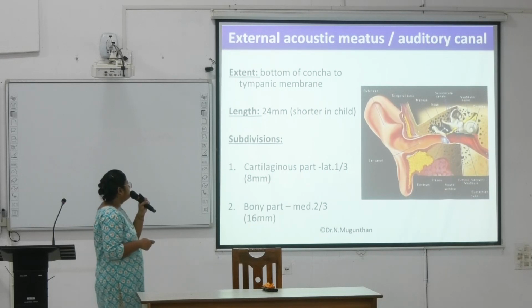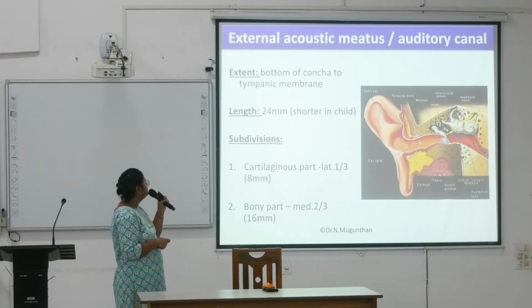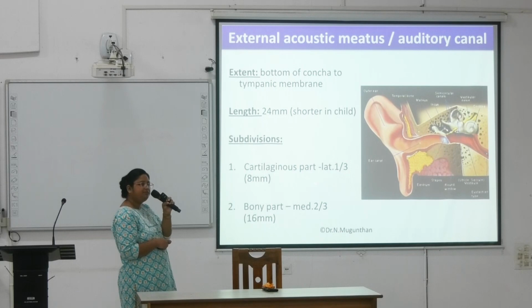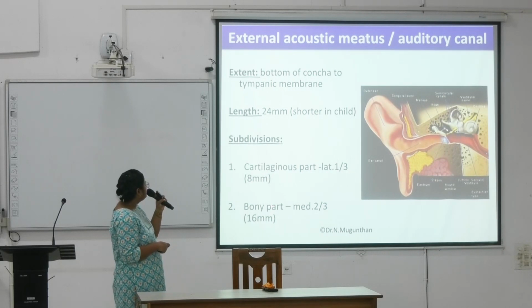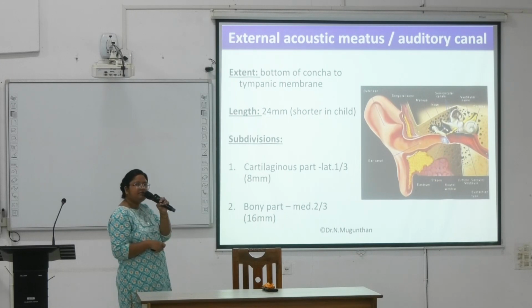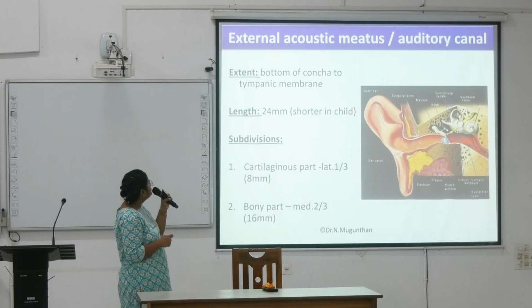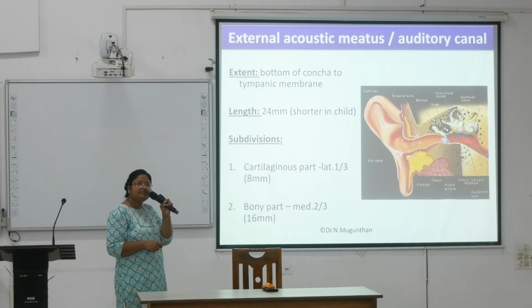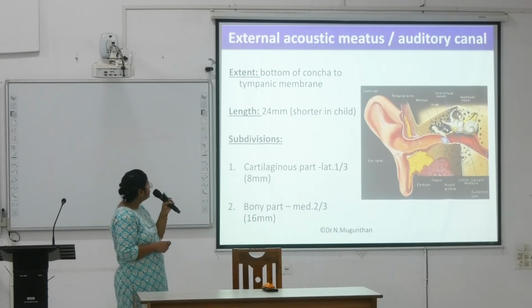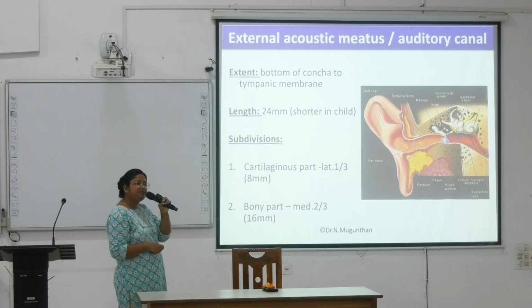The cartilaginous part is formed by the lateral 1/3. It is almost 8 millimeter, and the bony part is formed by the medial 2/3. It is about 16 millimeter. So these are the two different parts of the external acoustic meatus. Lateral 1/3 is cartilaginous and medial 2/3 is bony, that is 16 millimeter in length.